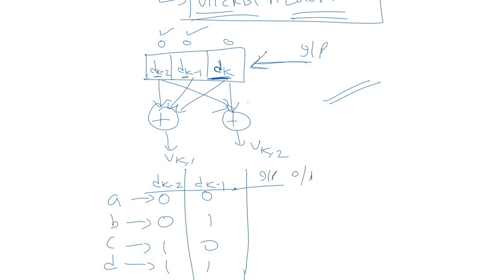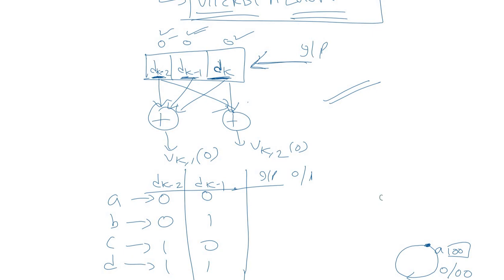We will begin with state A, which is 0, 0. Initially, if the state is 0, 0, that means DK-2 and DK-1 are both 0, and we give input as 0. So this is 0, this is 0 and this is 0, so the outputs will also be 0. If we perform the modulo 2 operations, we get that the output will also be 0, 0. So this will remain in the same state. If the input is 0, the output will remain 0, 0.